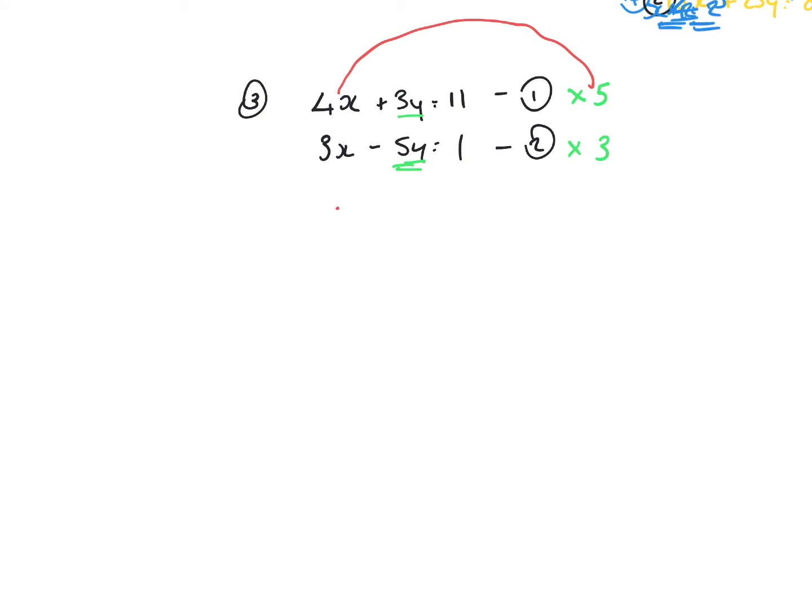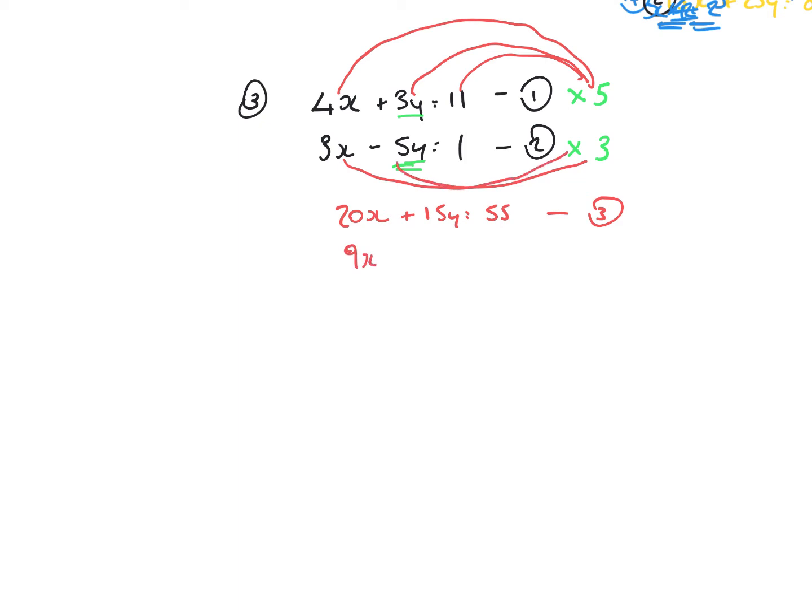4x times 5, 20x, 3y times 5, 15y, 11 times 5, 55, that's equation 3. Then I've got 3x times 3, 9x, minus 5y times 3 is minus 15y, and then 1 times 3 is 3, that's equation 4. This time you can see that the signs are different, so I'm going to add.